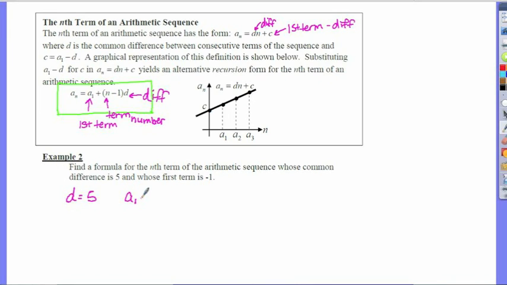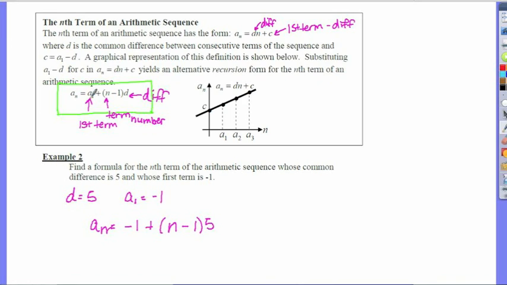So A sub 1 is -1. So I want to write a formula or an equation to represent a difference of 5 and the first term of -1. So let's use this little formula here. And I would get A sub n, so any term number, equals A1, which is my first term, plus n, any term number, minus 1 times my difference, which is 5.